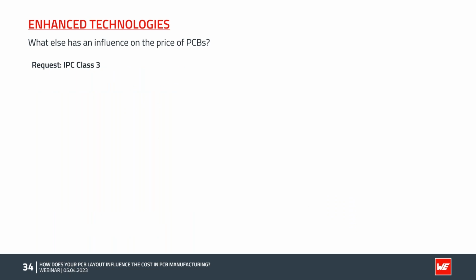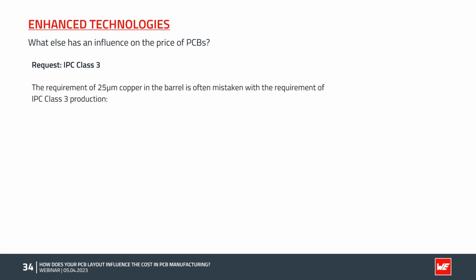So next part, your request would be, please manufacture the PCBs according to IPC class 3. So you normally have a reason to ask us to produce boards based on IPC class 3. But we sometimes see, and not sometimes, we quite very often see that maybe this request comes from just a different technology you would like to use, and you say, oh, I need to have 25 micron copper in the barrel. For example, a press fit assembly could be such a reason why you want to have 25 micron copper in the barrel instead of 20 microns.